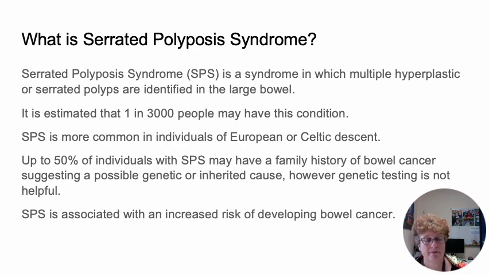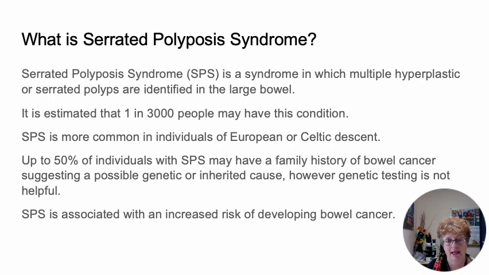Okay, so what is serrated polyposis syndrome? You've heard of familial adenomatous polyposis, where people get hundreds of conventional adenomas. Serrated polyposis syndrome is a syndrome where people get lots and lots of hyperplastic or serrated polyps. It is due to a combination of genetics and environment, and is more often seen in European people.